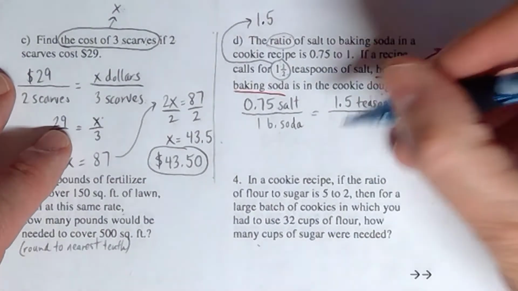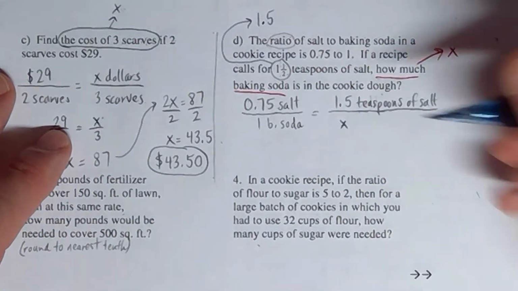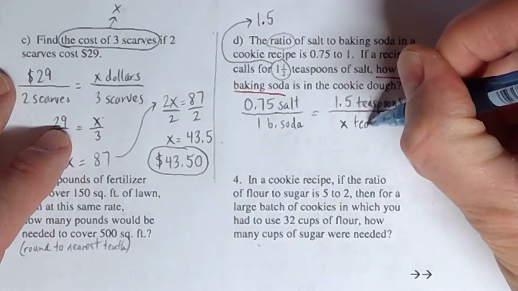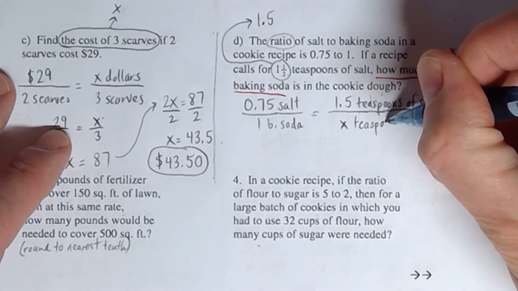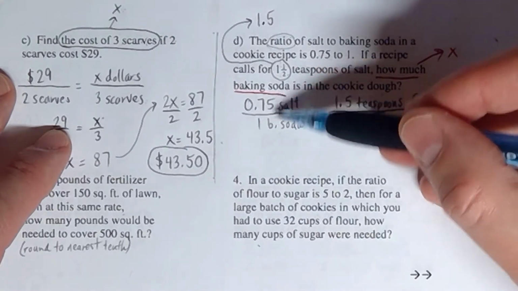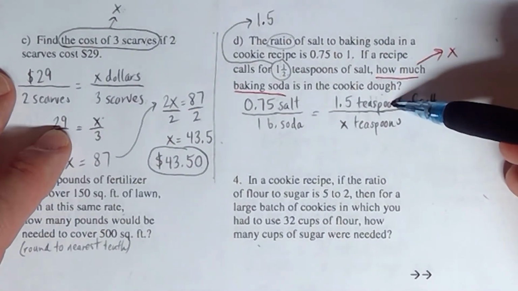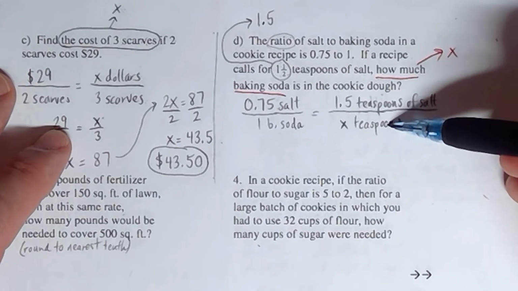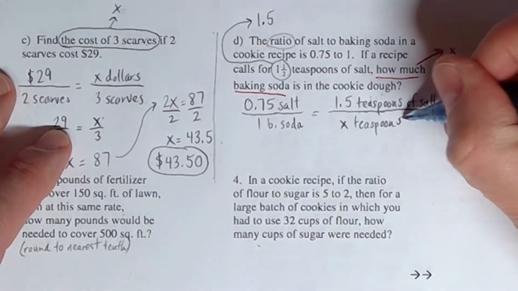So down here, because this fraction has to have the same word on the top and bottom, like we said over here, it's got to be the same way of measuring it. Since this is teaspoons on the top, this must be the same thing, teaspoons on the bottom.